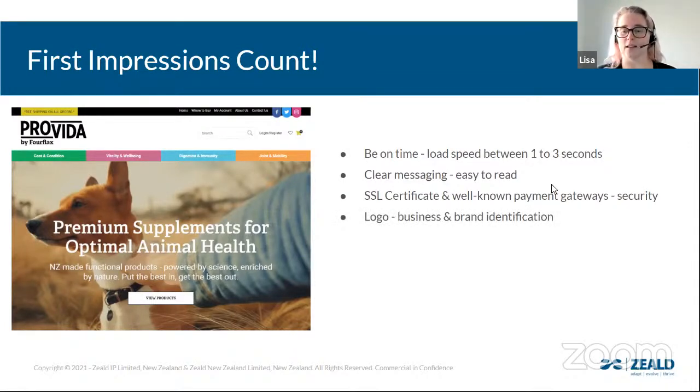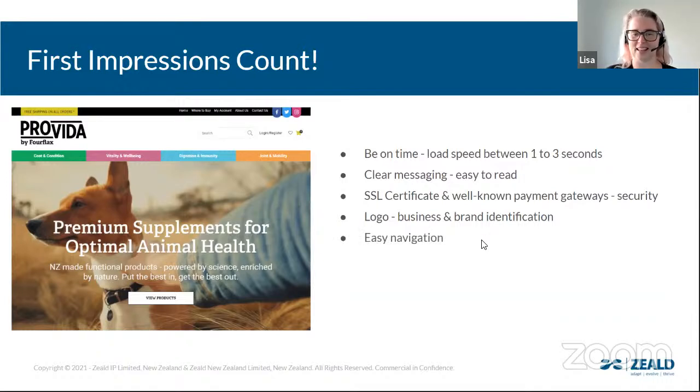Now, the other thing here is a logo. So have your logo very clear, top left corner. It helps with that business and brand identification. In particular, if they've seen you elsewhere or they've seen something else, it's that consistency of seeing this logo.